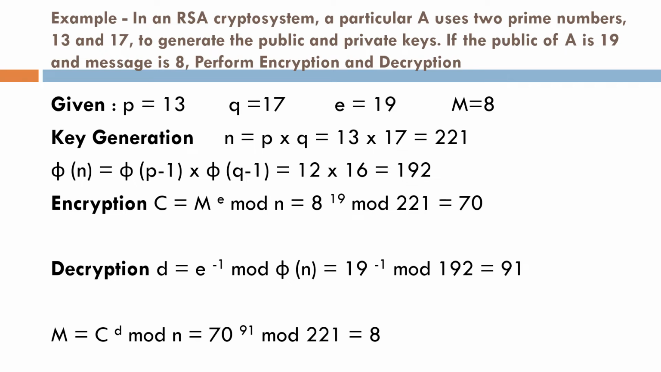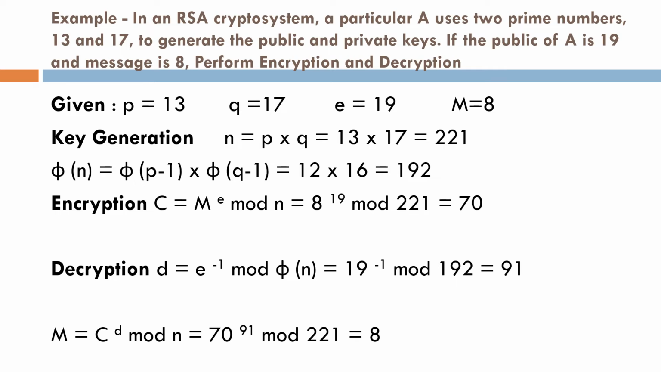Let's see an example. In an RSA cryptosystem, a particular user A uses two prime numbers 13 and 17 to generate the public and private keys. If the public key of A is 19 and the message is 8, perform encryption and decryption. From this problem, the given data are P equal to 13 and Q equal to 17, two prime numbers, and the public key value e is equal to 19 and the actual message is 8.